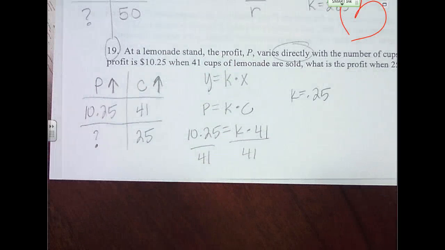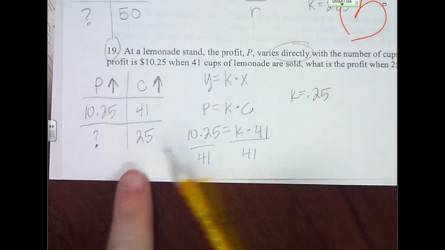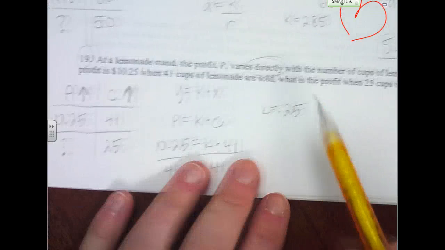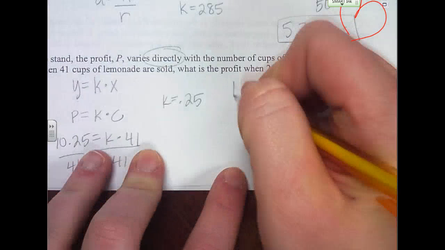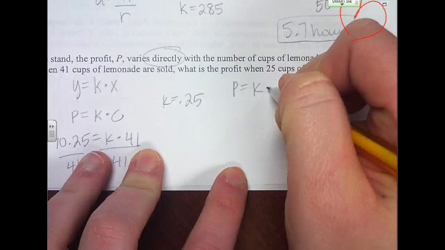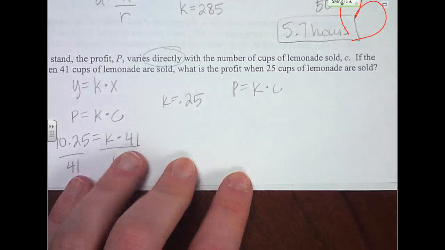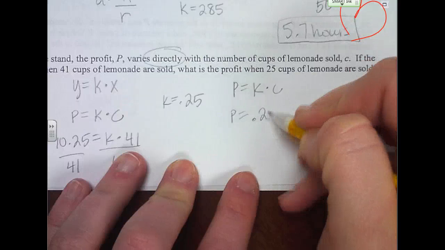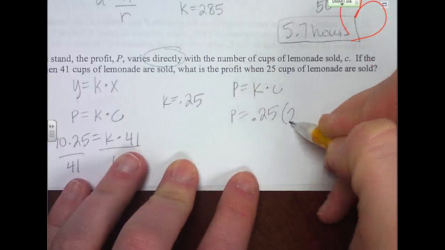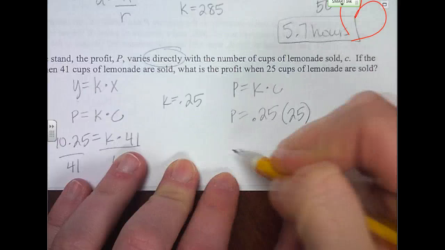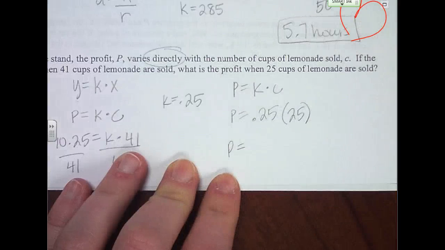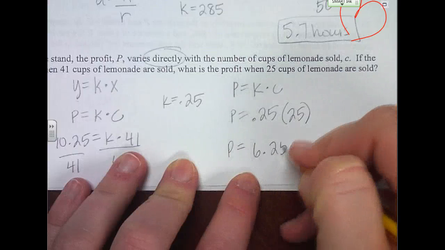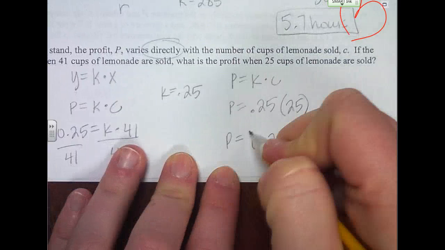So you always find K first. Then you go back and you take the second part they gave you. So they gave you C, and we're going to use the K to find P. So we're still using P equals K times C. So we don't know P. K is 0.25 times C, which is 25. So the profit is 6.25 or $6.25.